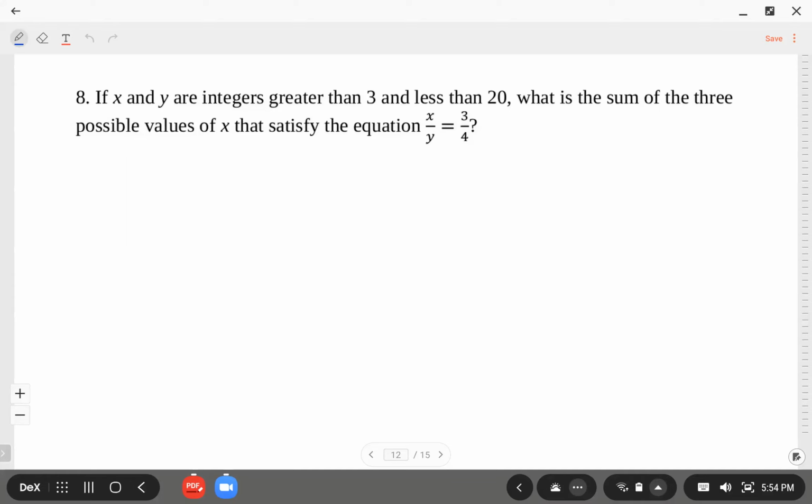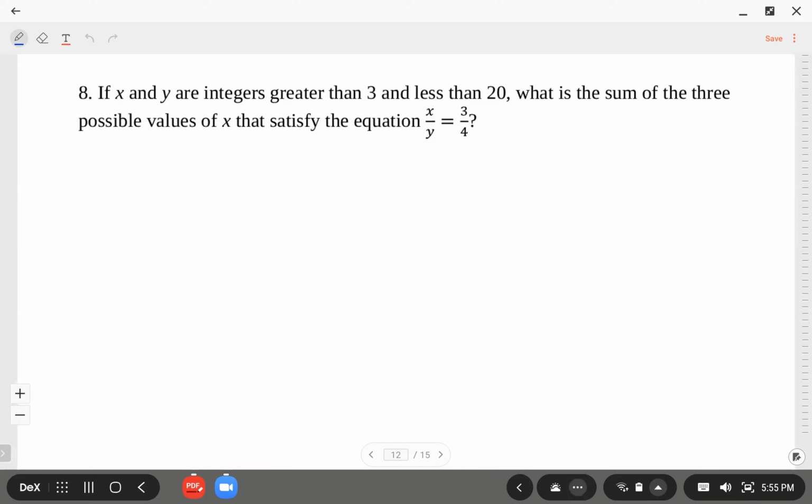x and y are integers greater than 3 and less than 20. What is the sum of the three possible values of x that satisfy the equation x over y equals 3/4? So x over y must equal 3/4. The least possibility is going to be 6 over 8, because that simplifies to 3/4. And x can't be 3, because it's greater than 3, so it can't be just 3/4.